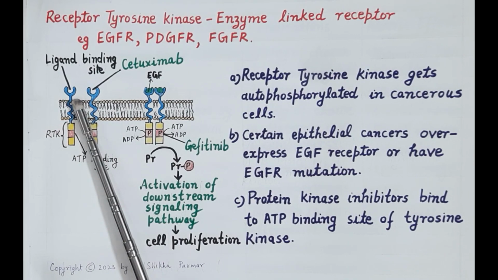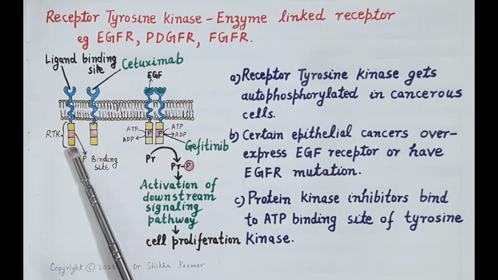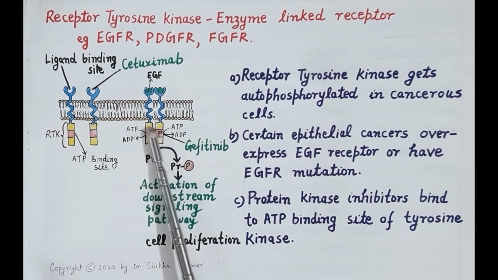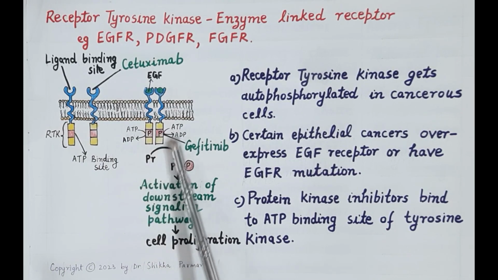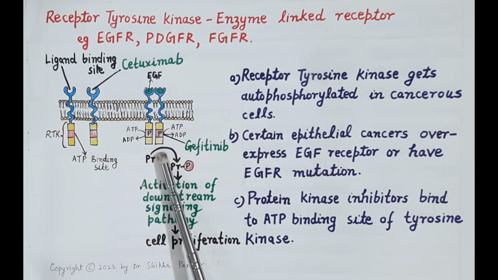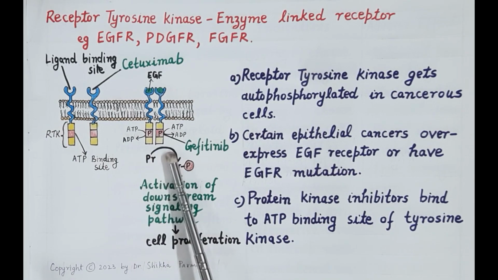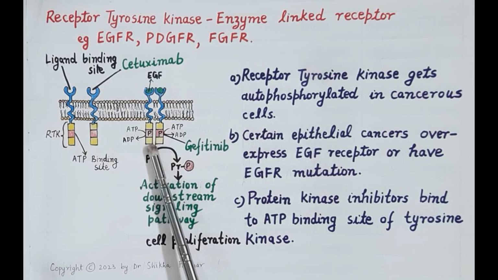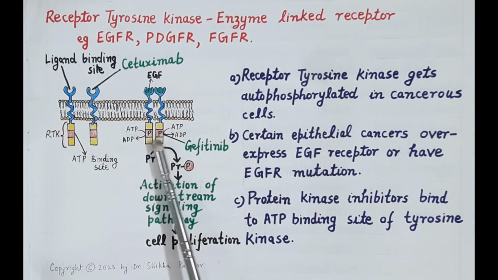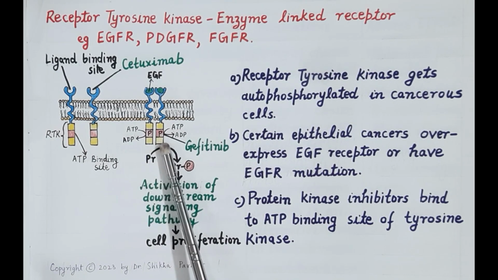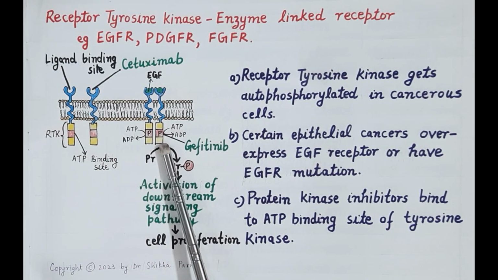Now, when the ligand epidermal growth factor, EGF, binds to this site, single or monomeric receptors move laterally and form dimers. So, as you can see here, this is the dimer. Now, dimerization activates the tyrosine kinase activity of this intracellular domain, and they phosphorylate tyrosine residues on each other. So, here phosphorylation of a tyrosine residue is represented by the letter P.